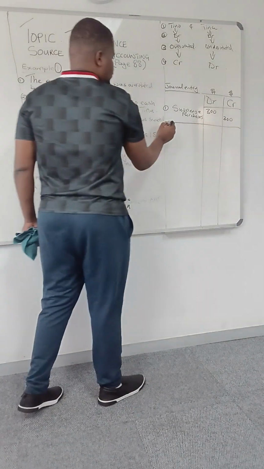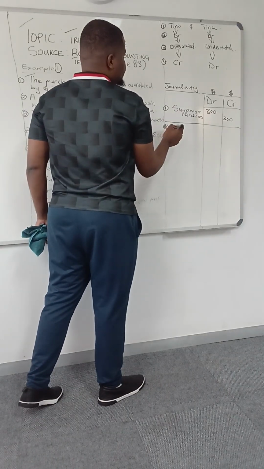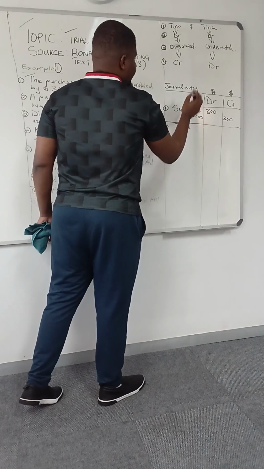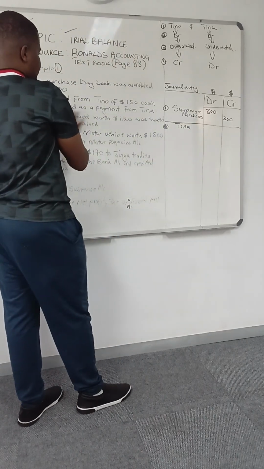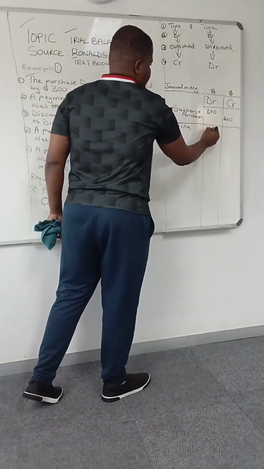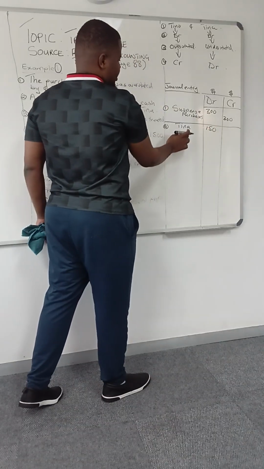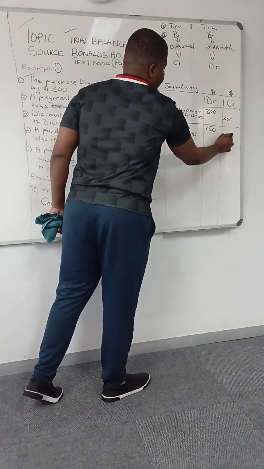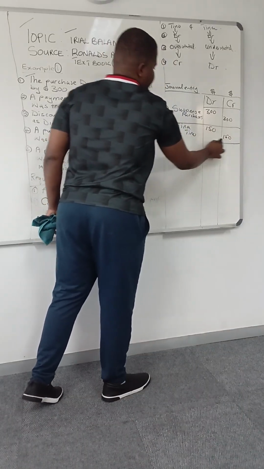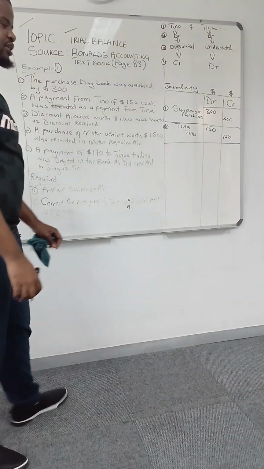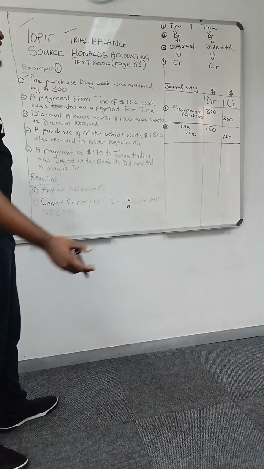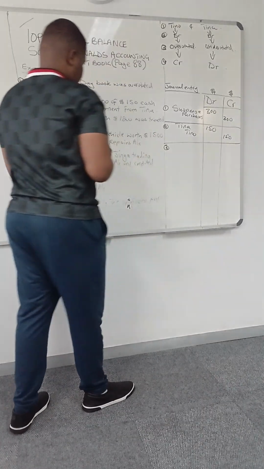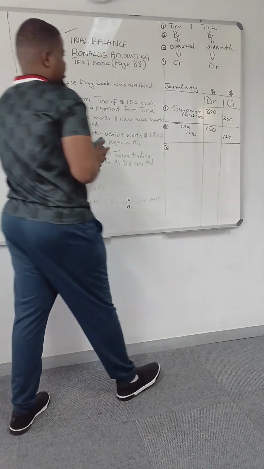So what are we going to do on number 2? We are going to debit Tina by how much? By 150. And credit Tino $150. Narrations are not required. Then number 3, let's erase this.